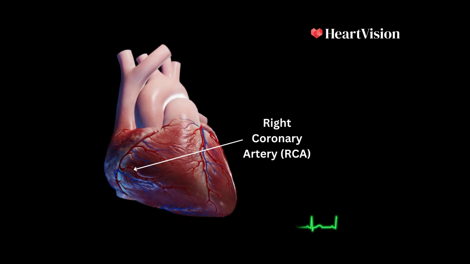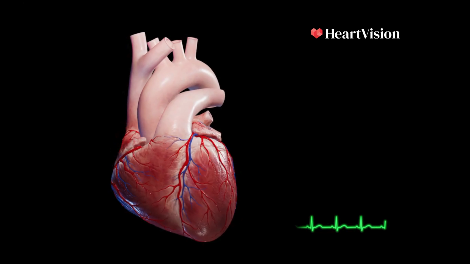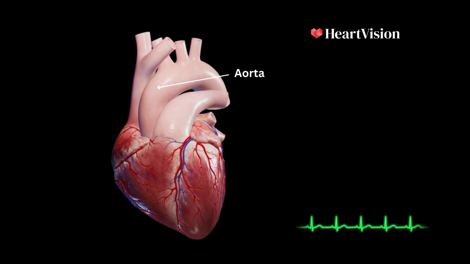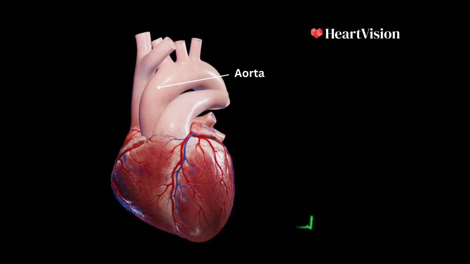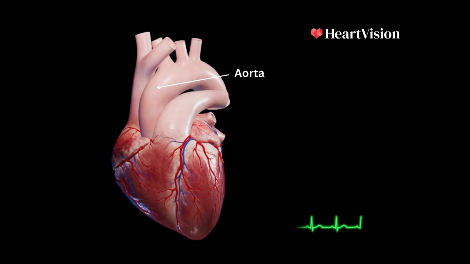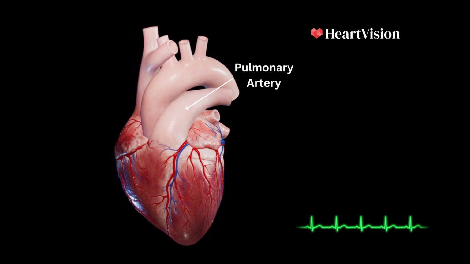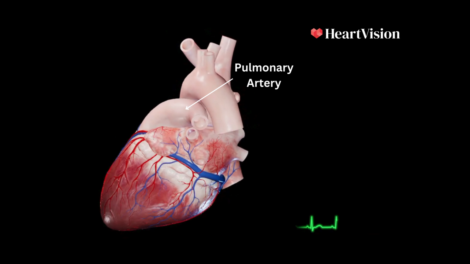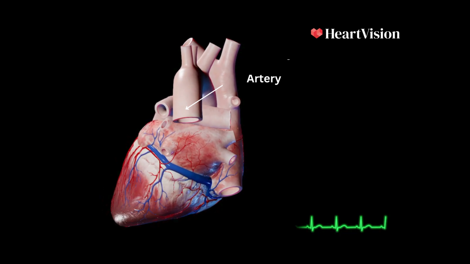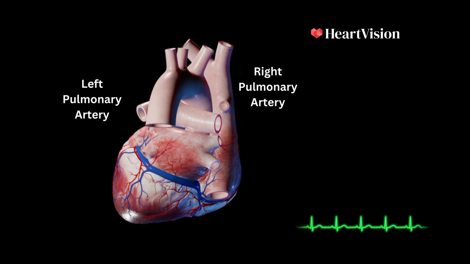At the top of the heart, two large blood vessels can be seen. The one on the left is the aorta, which loops around and carries oxygen-rich blood from the heart to the rest of the body. Next to it is the pulmonary artery, which splits into two branches, one going to each lung. These arteries carry blood to the lungs, where it picks up fresh oxygen.